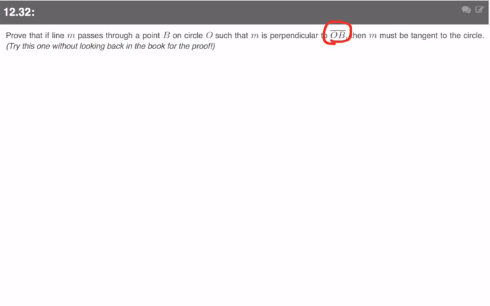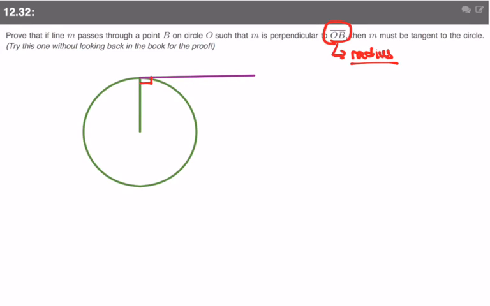Now, let's look at number 32. Prove that if line M passes through point B on the circle O such that M is perpendicular to OB, then M must be tangent to the circle. Now, OB must be the radius here. So then, since they are perpendicular, I can draw many points from the radius to the other points along that line that's perpendicular to the radius.